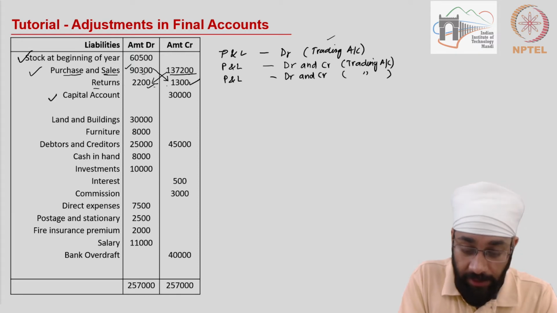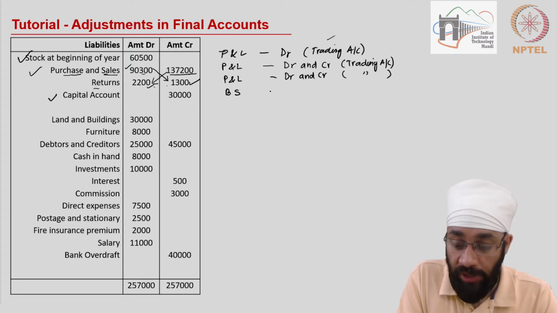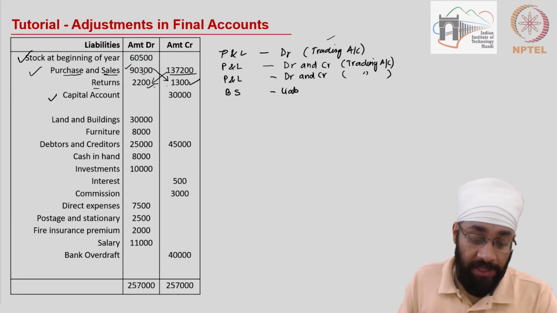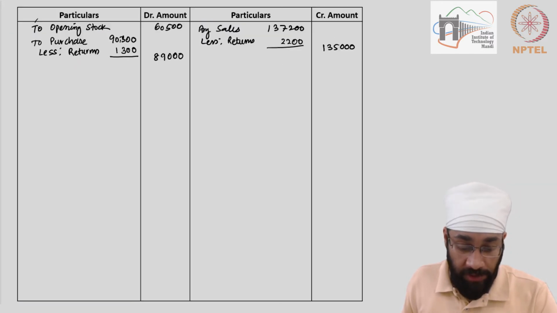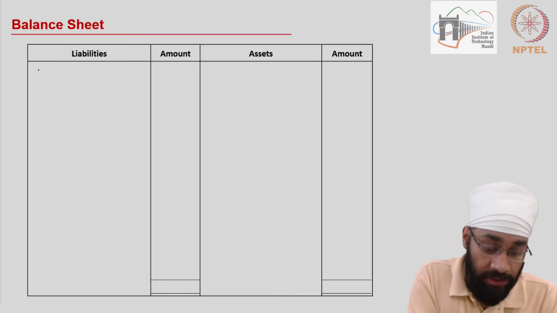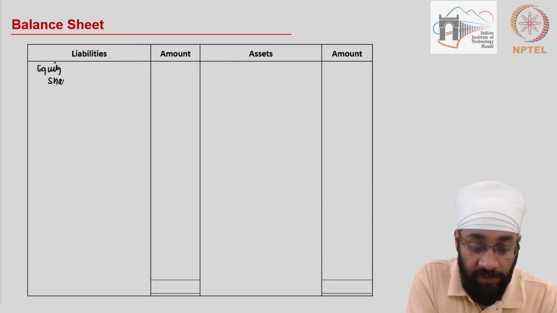You have capital. Capital goes to balance sheet, and we write it on the liability side, 30,000. So I'll go to balance sheet here, and the first heading is equity. Under equity, we have shareholders capital.